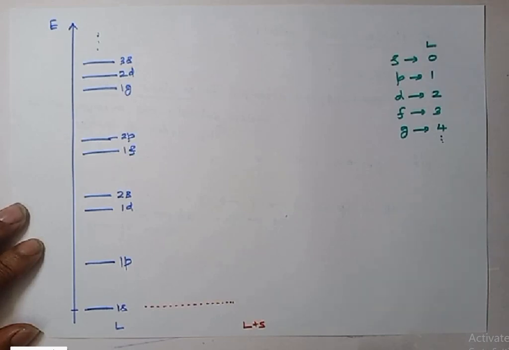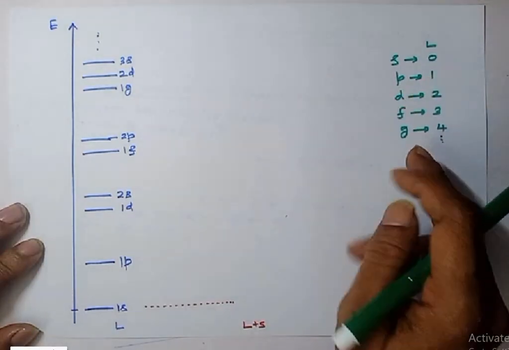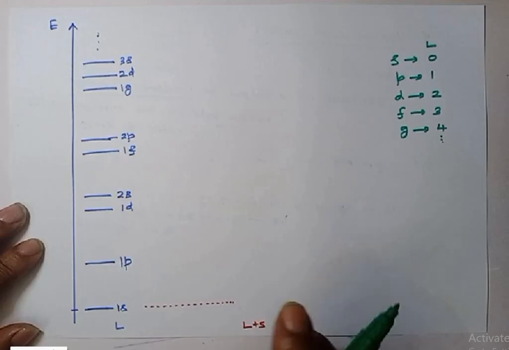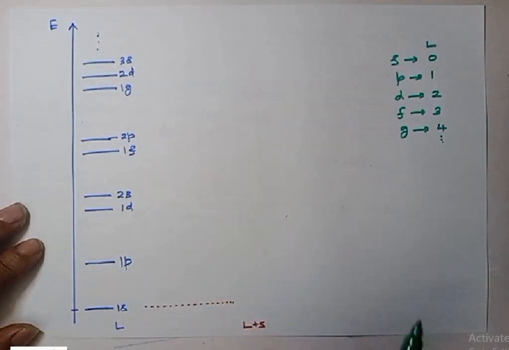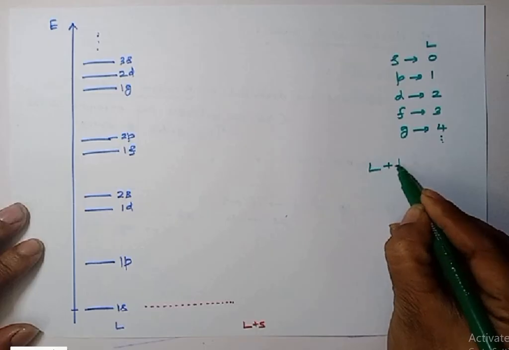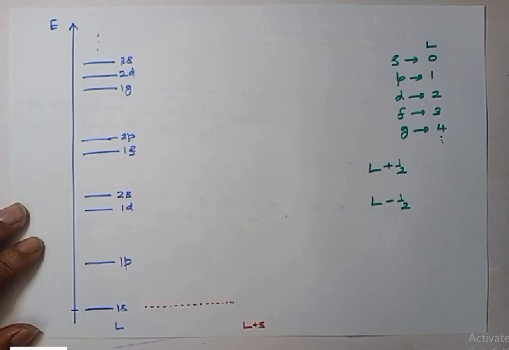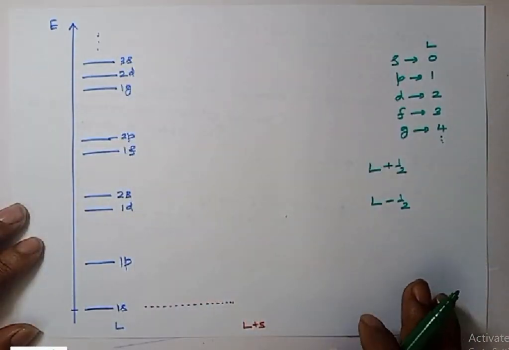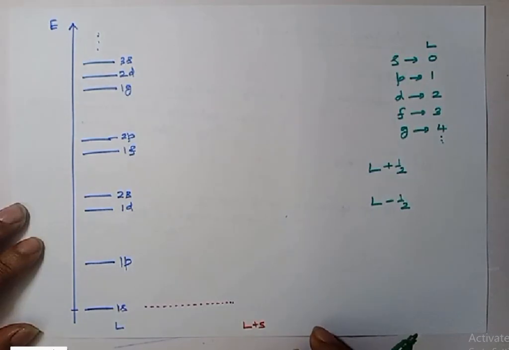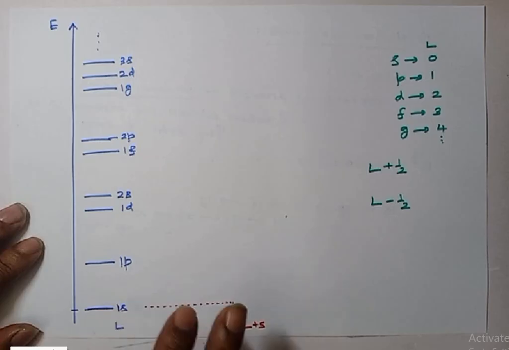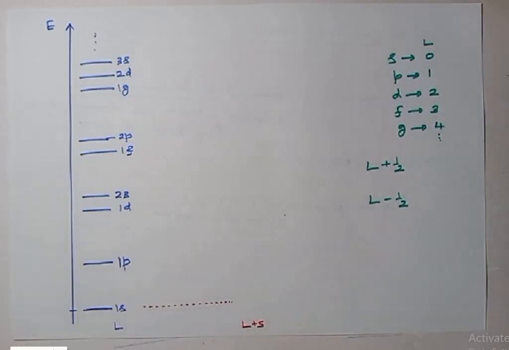Now, how each subshell and the energies of each level get split up. To this L value, we should add the S value. Only two S values we should add. One is L plus half, the other one is L minus half. Only two values we should add. This is a purely quantum mechanical concept, I am just giving you the final result. LS coupling splits each level into two.